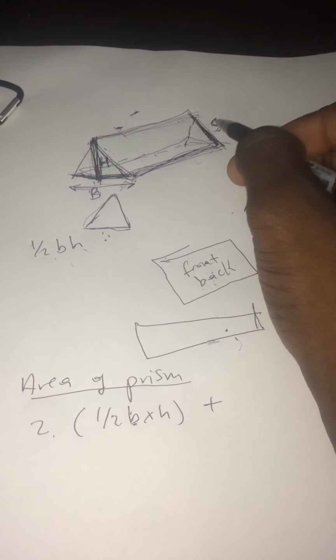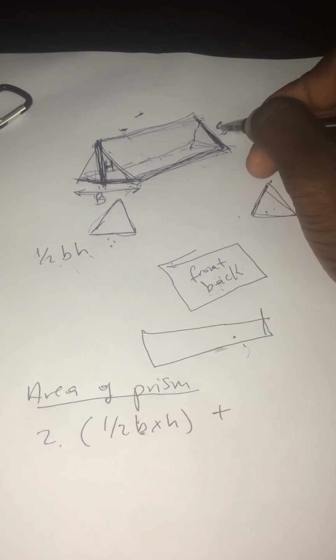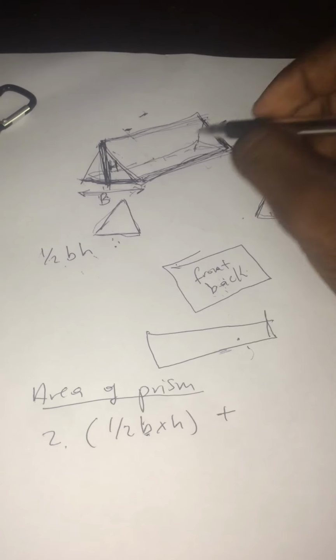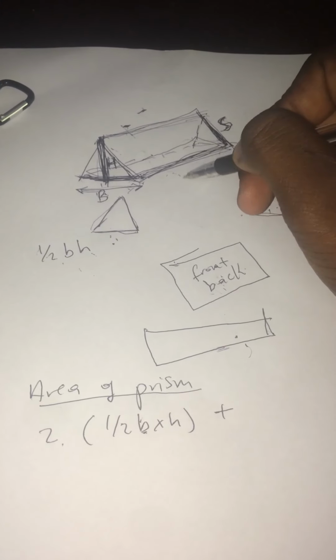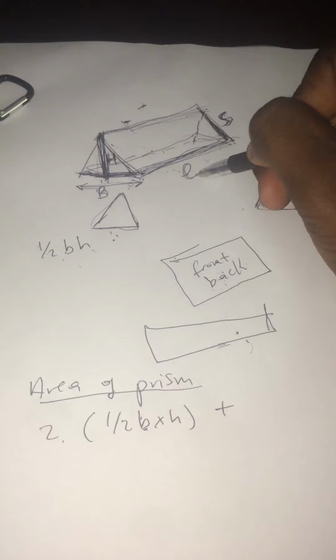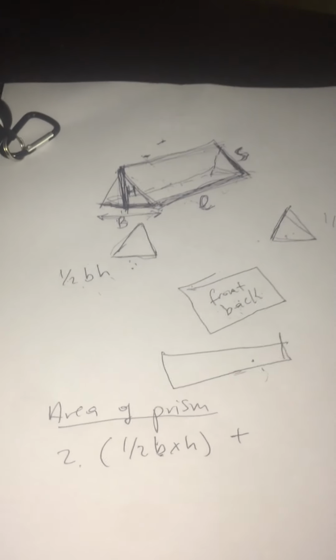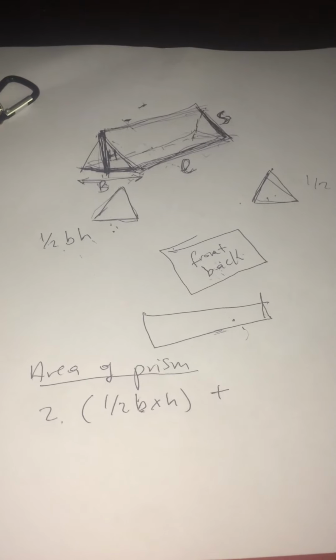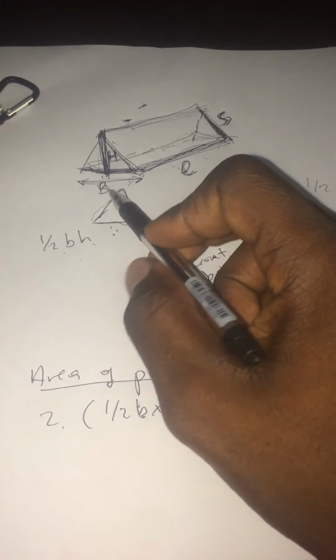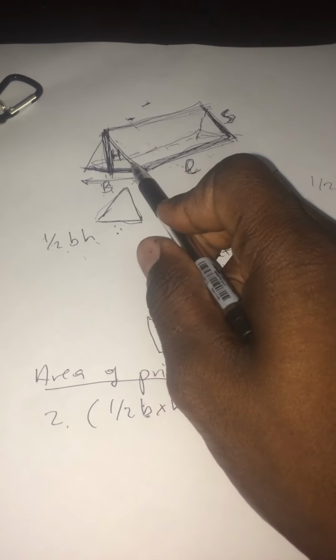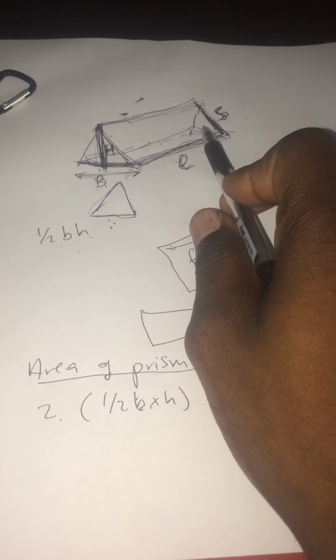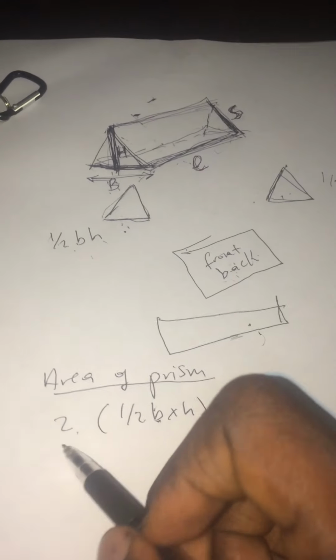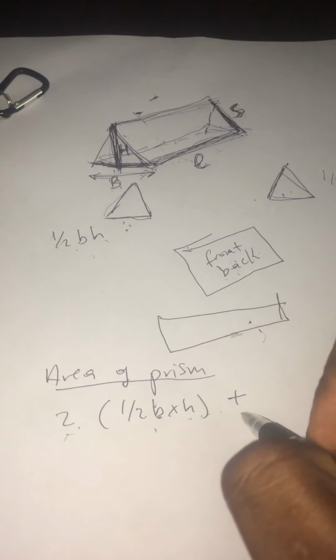Over here, this part of the rectangle, we're going to label it S, which stands for the side. And underneath here, we're going to call it L for length. So now we have all the side measurements. So now we're going to find what the area of the small triangles are. So we know the area of the triangle is half base times height. And there's a similar triangle over here. So we're going to say 2 times half base times height.